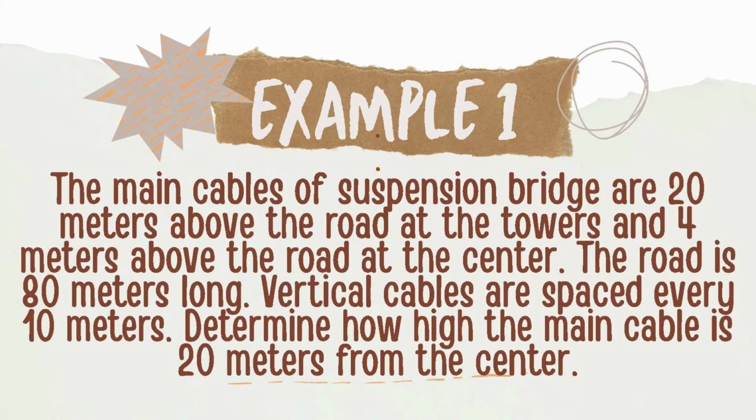The main cables of a suspension bridge are 20 meters above the road at the towers and 4 meters above the road at the center. The road is 80 meters long. Vertical cables are spaced every 10 meters. Determine how high the main cable is 20 meters from the center.